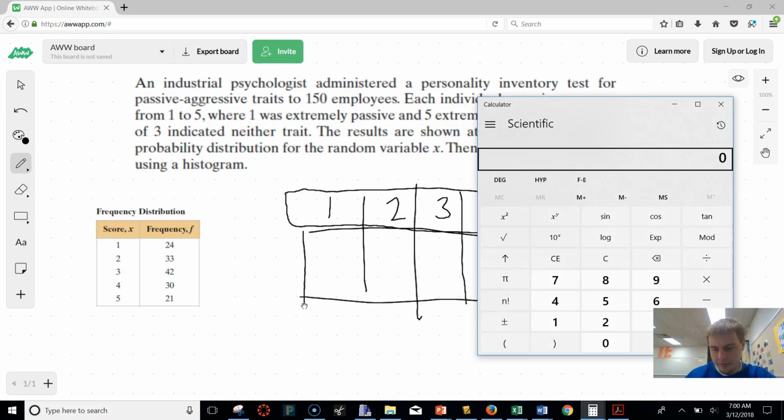So first I'm going to add up the total. Oh, well, they already gave me that total. That was kind of silly. So they're out of the 150 people. Let's figure out what percent got a 1. So 24 divided by 150 is 16%.